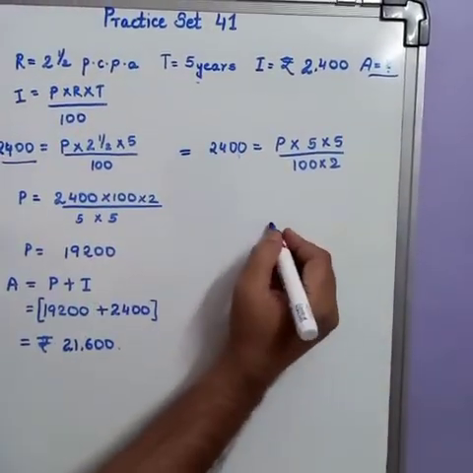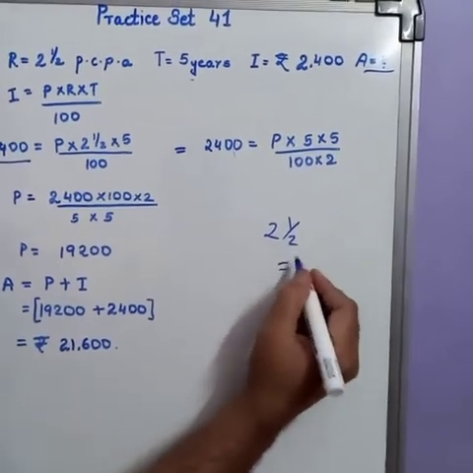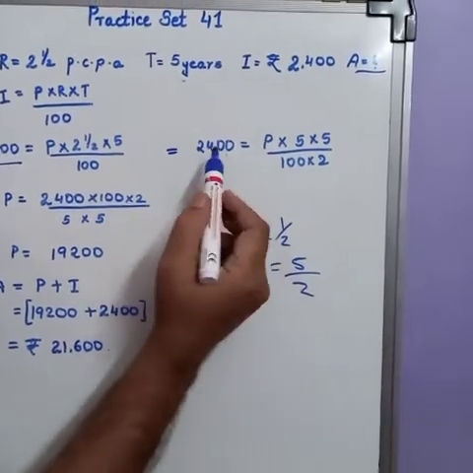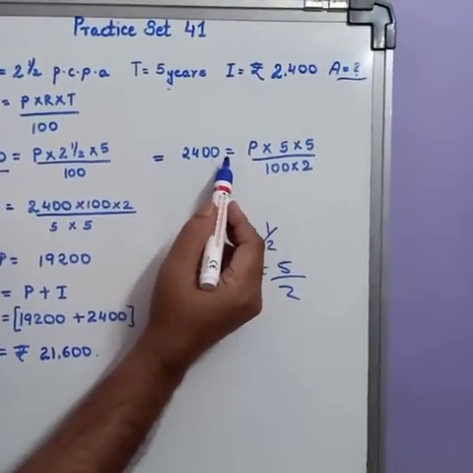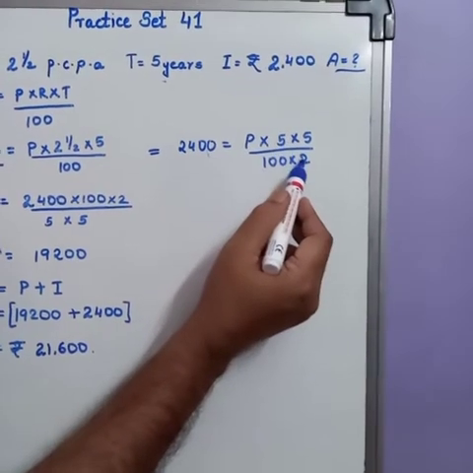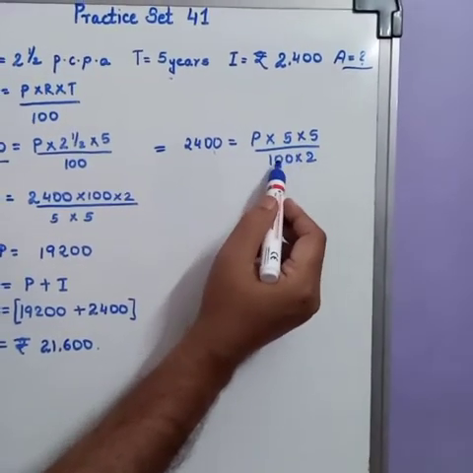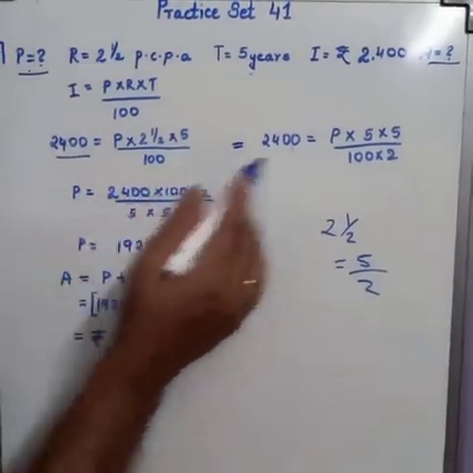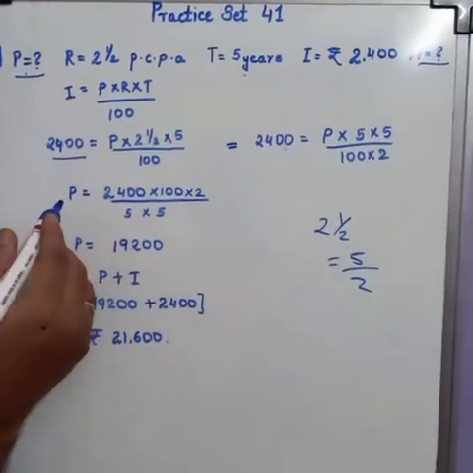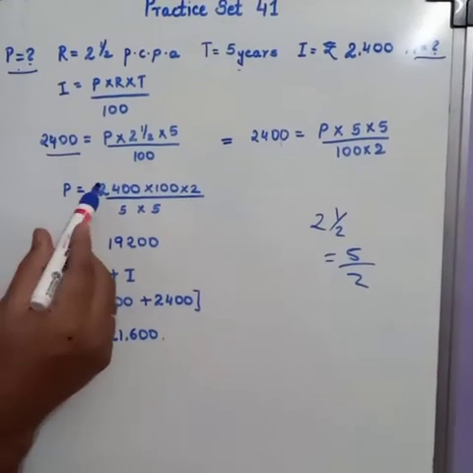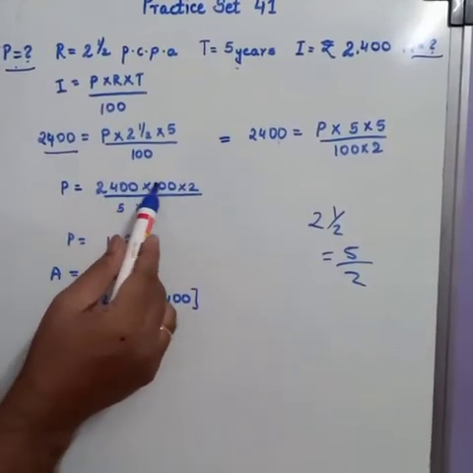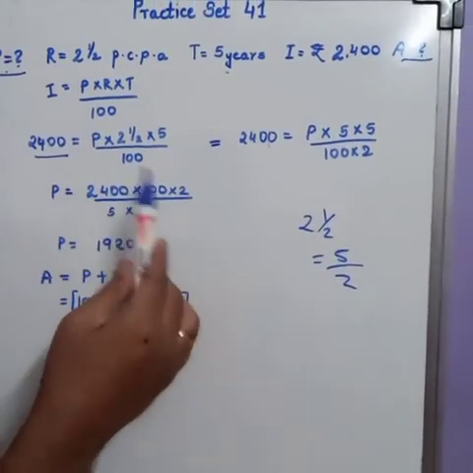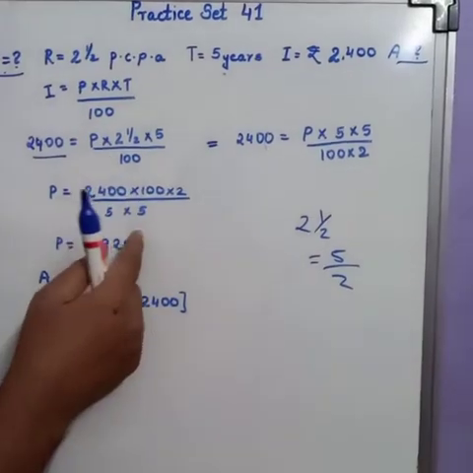Here 2.5 we are going to convert it. So it is 2 into 2, 4, 4 plus 1, 5 upon 2. So it will be written like this: 2,400 is equal to P into 5 upon 2 into 5 and 100 into 2. We are taking 100 to the other side. So that is 2,400 into 100 into 2. When 5 upon 2 goes on the other side, it goes into the reciprocal format. So it is 2 upon 5.